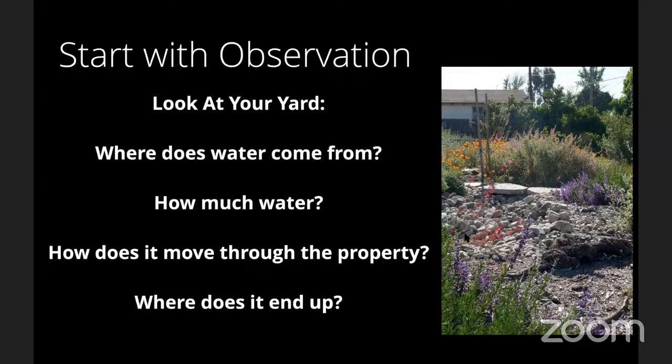What are you looking at? How much water is it? Is it just a kind of trickle out of one downspout from the roof gutters, or is it really something that's causing flooding problems right now that needs to be dealt with? How does it move through the property, and where does it end up? Are you going to need to change things? Are you going to need to dig trenches? Are you going to need to move a lot of soil around to get water to go somewhere different?